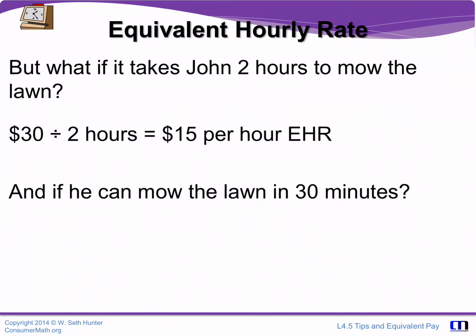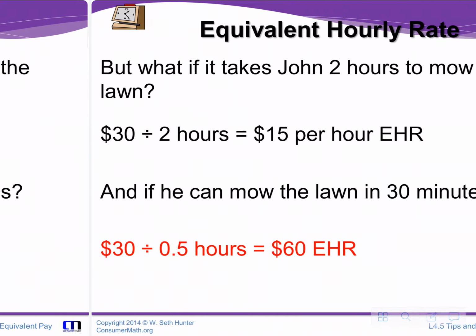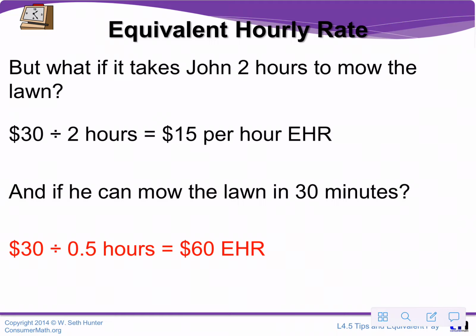If you can mow the lawn in 30 minutes, we're going to take 30 divided by 0.5, because 30 minutes is half an hour, and we discussed this in converting time into decimals. So it would be 30 divided by 0.5, which equals $60 as an equivalent hourly rate.